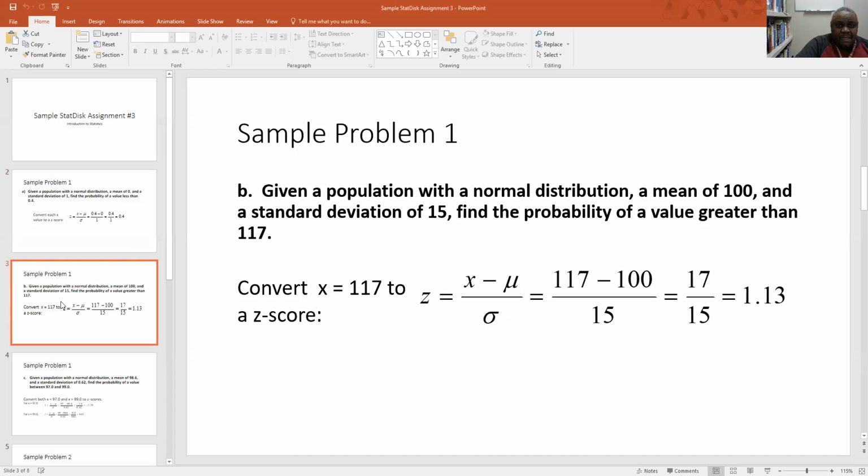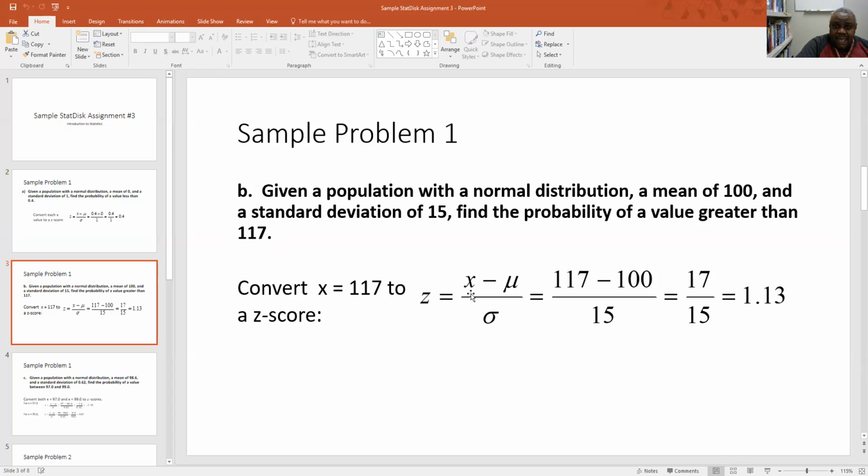Now I'm going to go back to the PowerPoint. And then we're going to go to part B of that sample problem number 1. Here you're given a population with a normal distribution, a mean of 100, and a standard deviation of 15. Here we want to find the probability of a value greater than 117. So in this case, we need to convert the X value of 117 to a z-score using this Z formula before we can even use StatDisk.